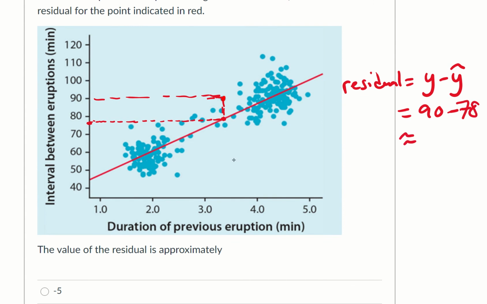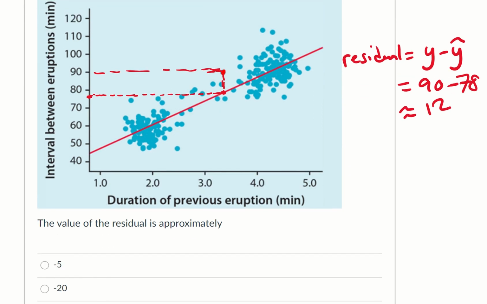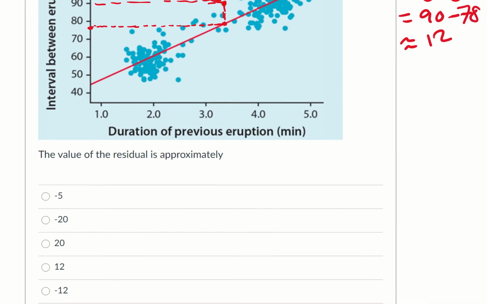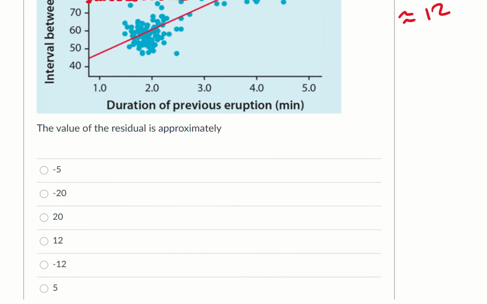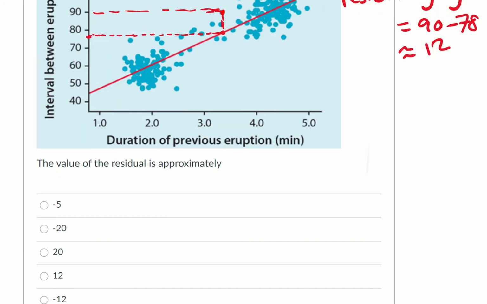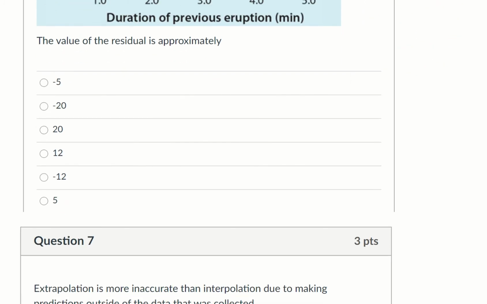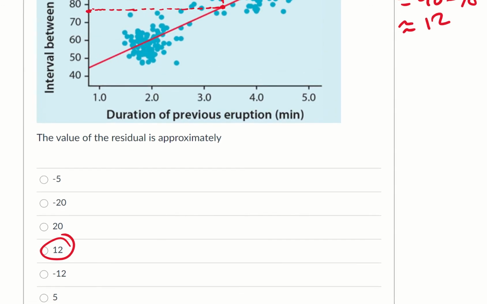And this is an estimation. So this is going to be about 12. Maybe you can get away with saying 15 or something like that, or 10. So anywhere in the 10 to 15 range will be fine. And it's going to be positive. So looks like they got 12. So 12 is our answer here.